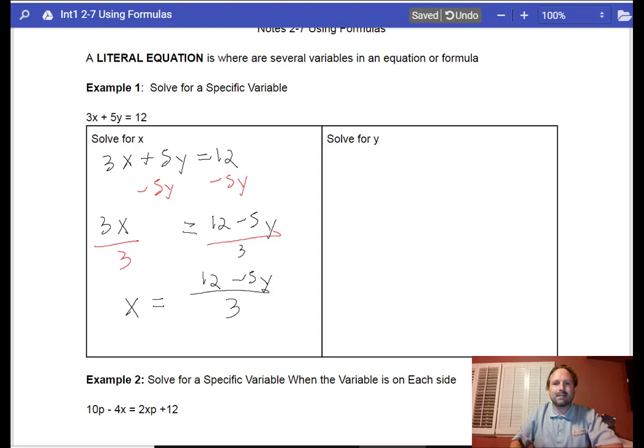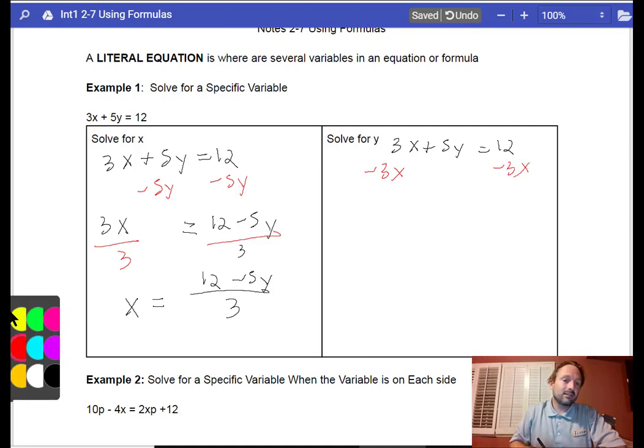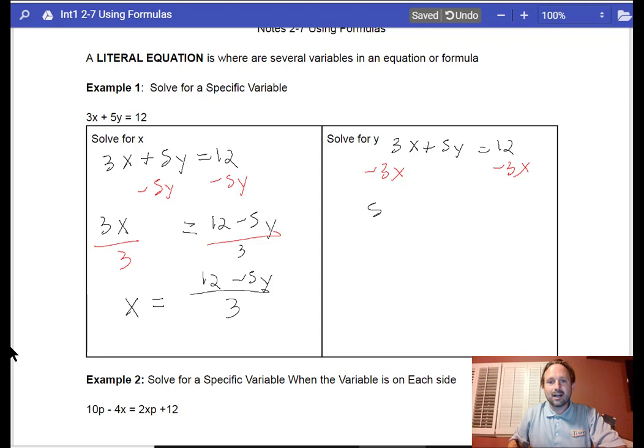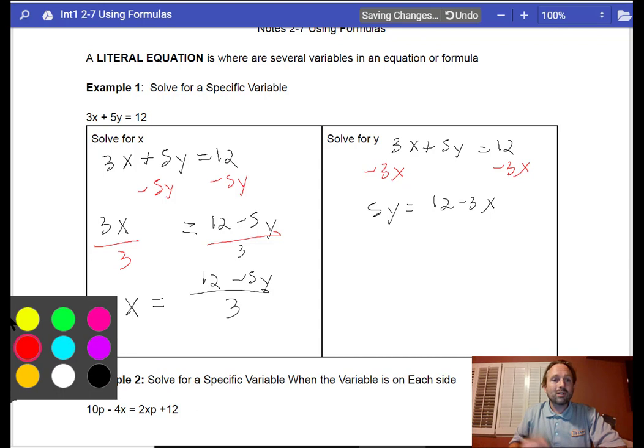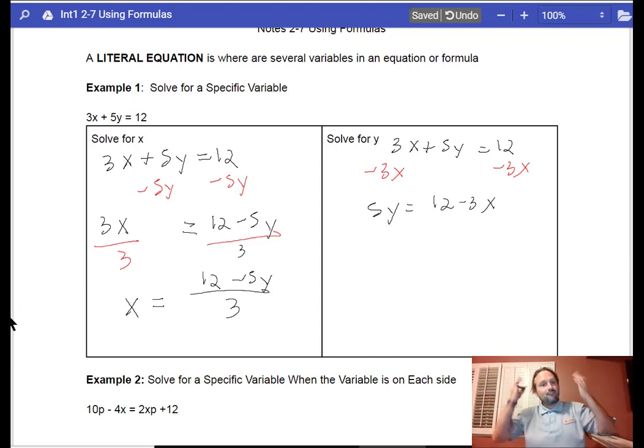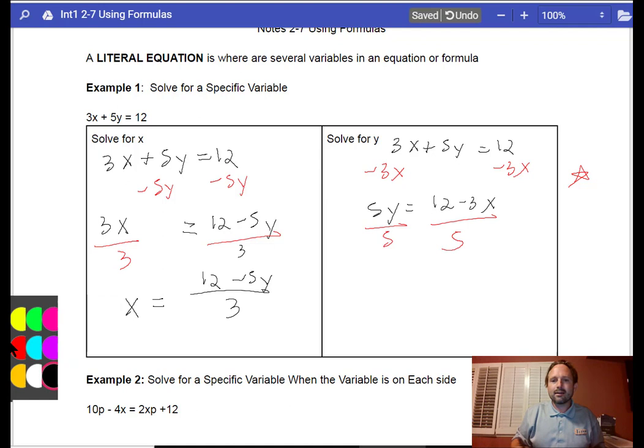Well, we're going to use the same equation. We have 3x plus 5y is equal to 12. Okay, move everything that's not y away. So we're going to subtract by 3x because it's farther away than the 5. Next up, we get 5y is equal to 12 minus 3x. Well, now what's the only thing that's left? The 5. So let's get rid of the 5. We're going to divide by 5 on both sides. And now y is equal to 12 minus 3x divided by 5.